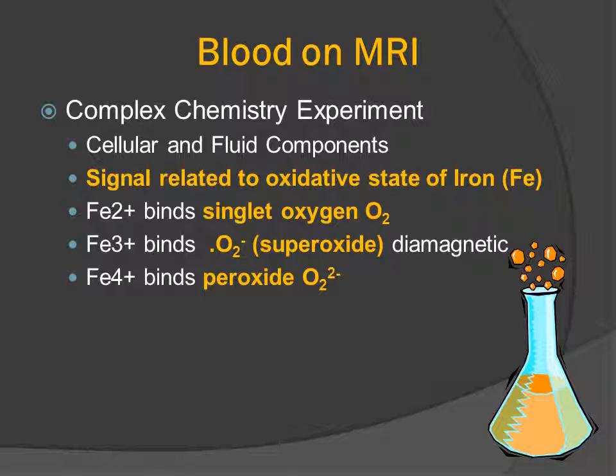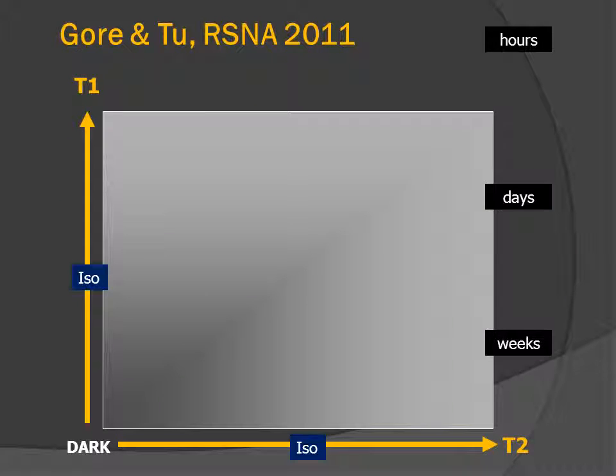Now, the appearance on MR is much more complex. It's like a chemistry experiment, and we have to think about the oxidative state of the iron in the hemoglobin as changing the signal intensity, and we talk about susceptibility and paramagnetic effects of the iron moiety in the hemoglobin. Gorin, too, in the 2011 RSNA, created a wonderful graphic representation of the changing signal intensity of blood. The vertical axis is the signal on T1, the horizontal axis on T2.